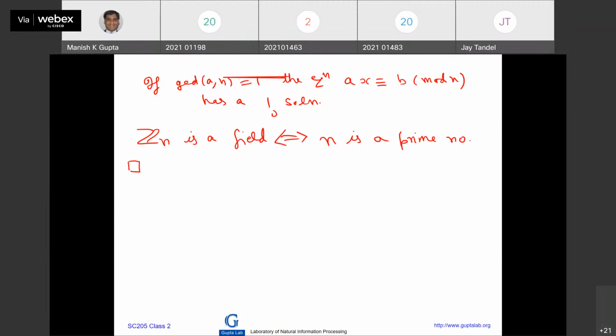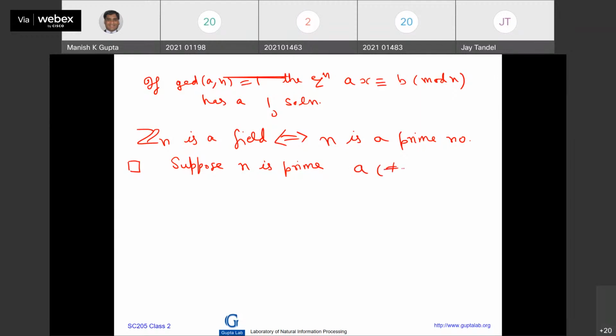Open square means the proof starts. Suppose n is a prime. So we are assuming this side of the theorem. We assume that n is a prime number. Now I will show that Zn is a field. Of course, all other operations are easy to verify. Only one thing is left, which is the inverse. So we are going to talk about the inverse.